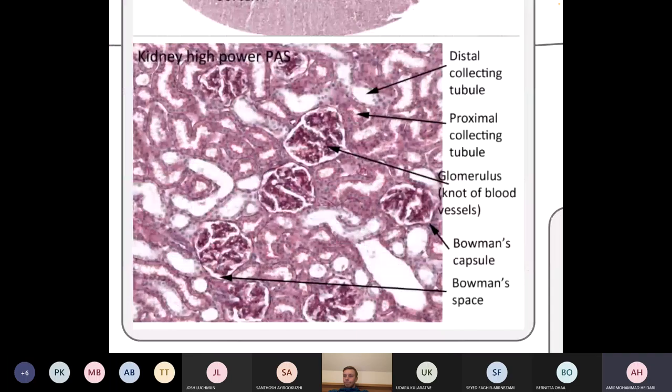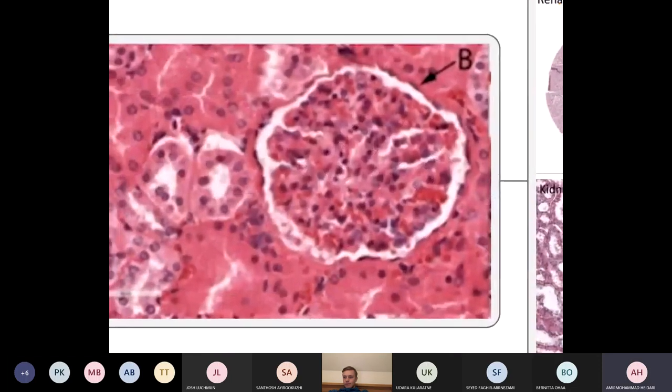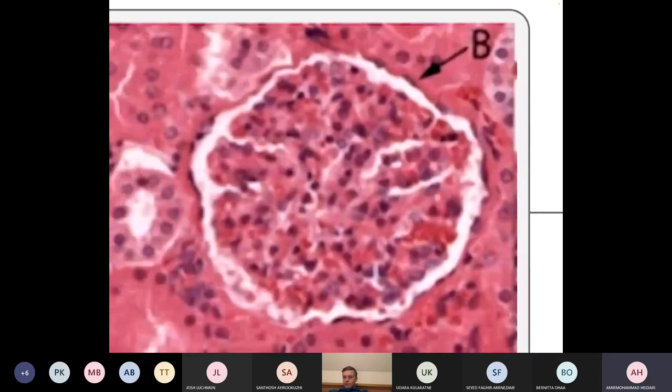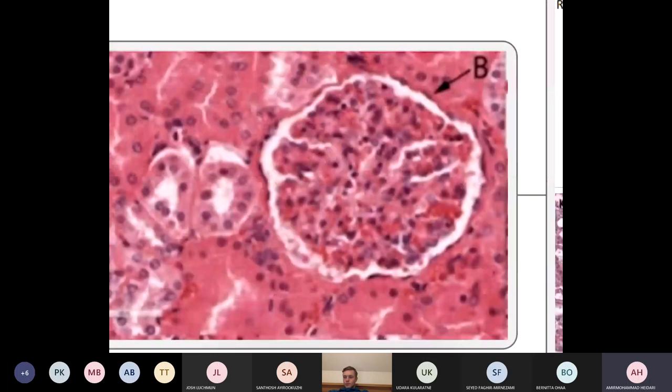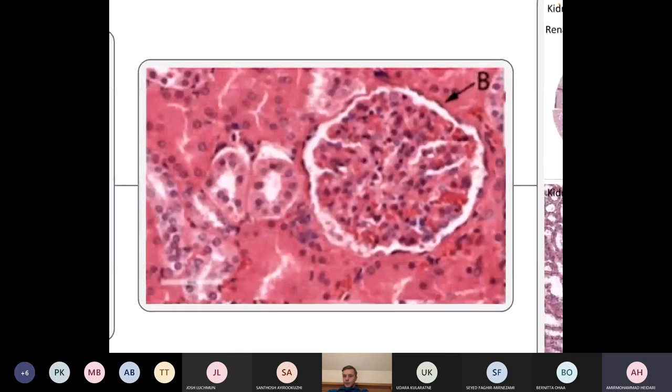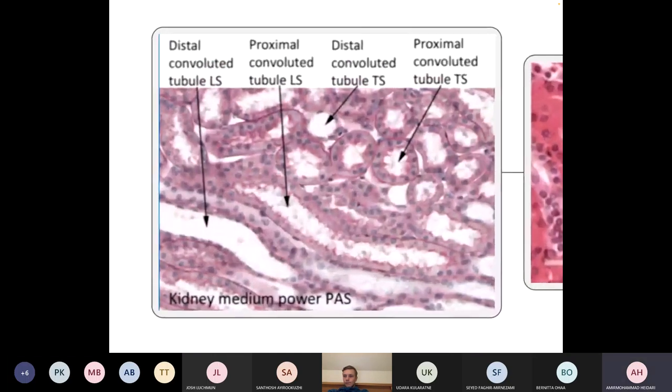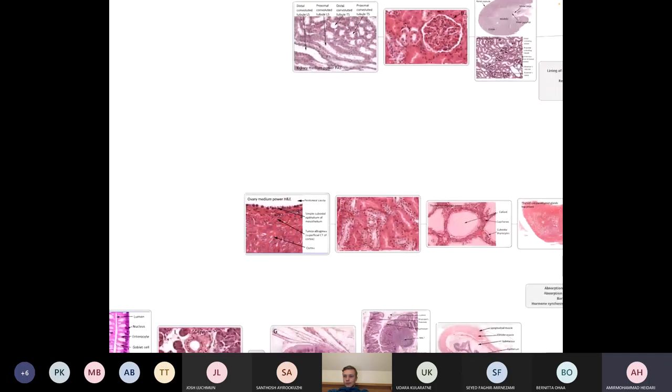Bowman's capsule and the glomerulus are lined by simple squamous epithelia. You can see B here, which is the Bowman's capsule, covered by simple squamous epithelium. That is because you want a fast and efficient exchange of material, so you need to filter things out efficiently in the kidney. This is another picture of the kidney. I don't think there are any simple squamous epithelia here, but I put it there because it's the kidney.